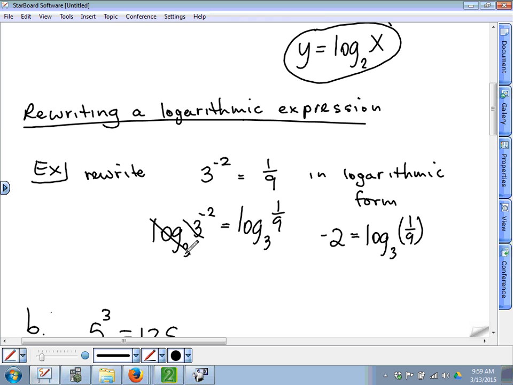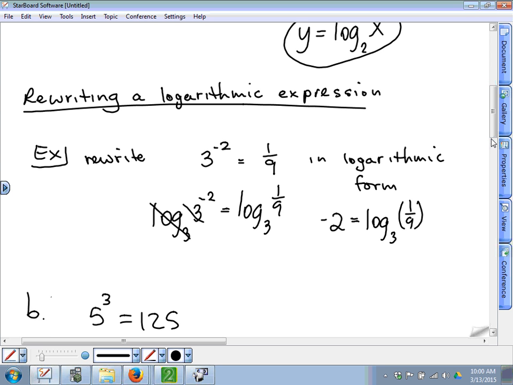How do we know to use a log base 3? Is that base 3? So try. Go ahead. Yep. Try that one. 5 to the 3rd power equals 125.